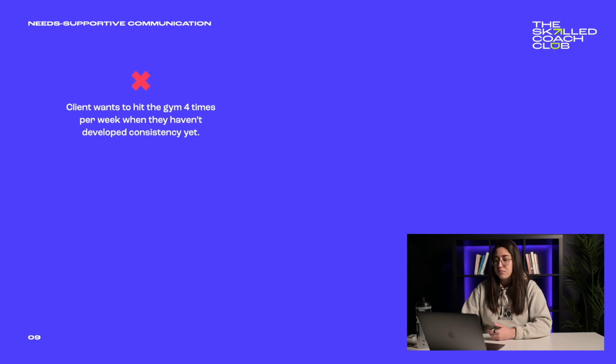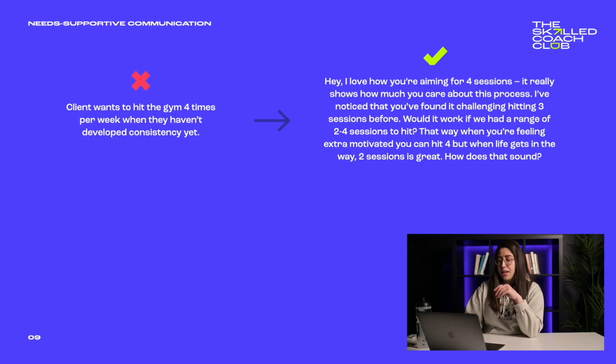Okay, so for example, if the client wants to hit the gym 4 times per week, but they haven't yet developed the consistency, this is a good chance for us to shift our approach. And we might end up doing something like this instead. Hey, I love that you're aiming for 4 sessions. It really shows how much you care about this process. I've noticed that you found it challenging hitting 3 sessions before. So would it work if we had a range of sessions, like 2 to 4 to hit? That way, when you're feeling extra motivated, you can hit 4, but when life gets in the way, 2 sessions is great. How does that sound?